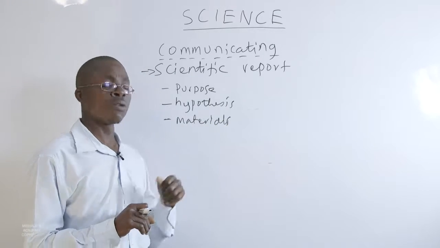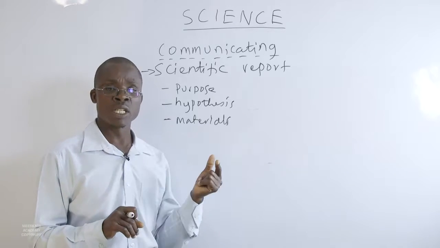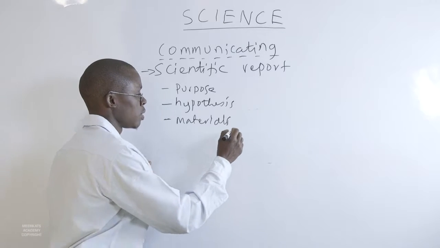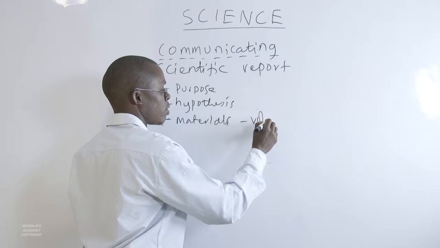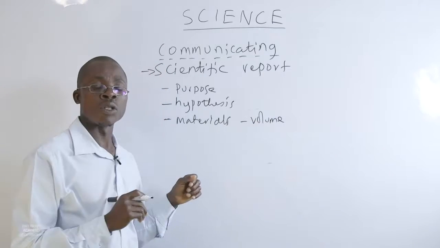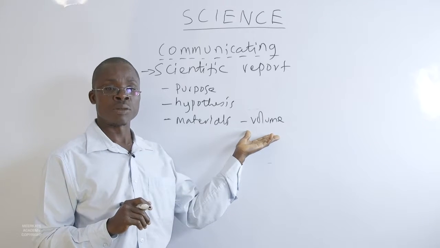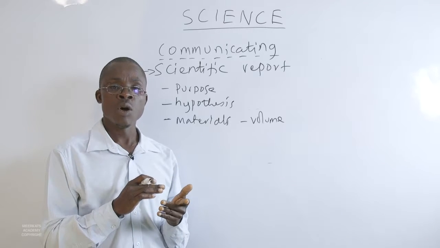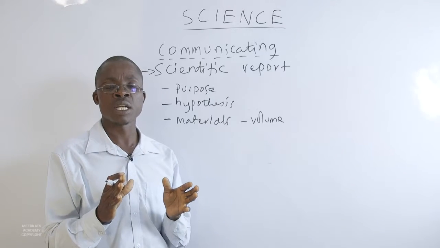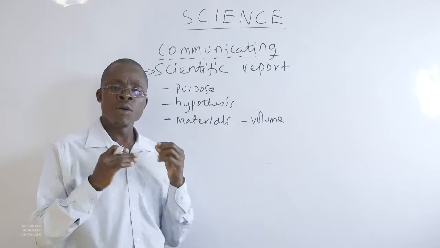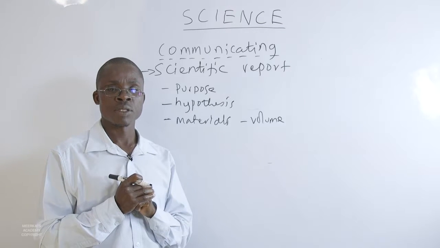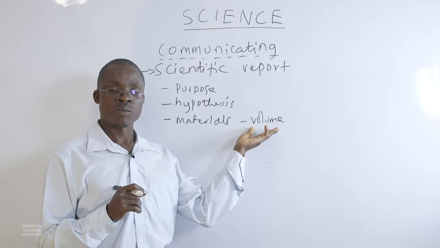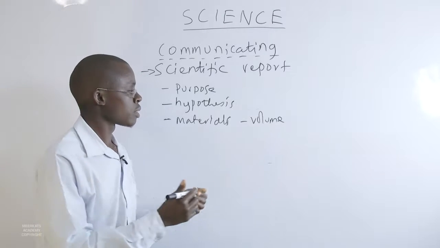So, in using the materials, there are rules you have to follow when you are writing your scientific report. One of the rules is, when indicating the material, make sure you indicate the exact volume of the apparatus used. Because under the materials, we have apparatus, we have chemicals. Anything you are using, we categorize as a material. Now, if this is an apparatus you are using to measure volume, specify the volume. Of what volume was it?